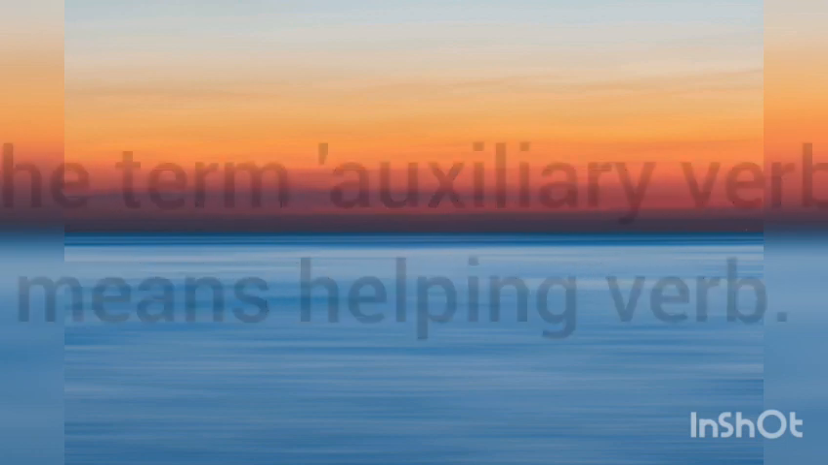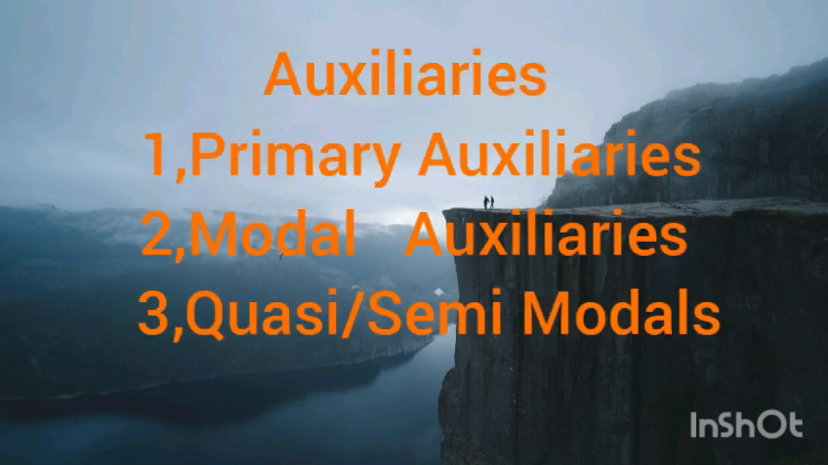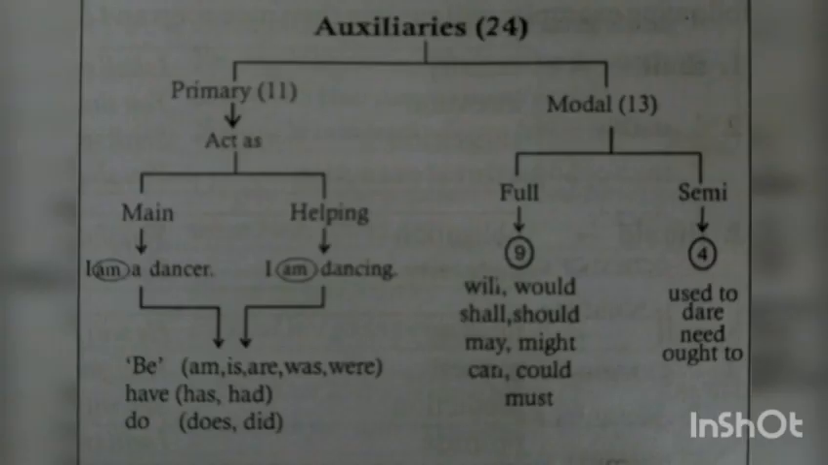So in auxiliary verbs there are 24 auxiliaries. They are divided into three: primary auxiliaries, modal auxiliaries and semi-modal auxiliaries, or we can call the semi-modal auxiliaries quasi-modals also. What are there in the primary auxiliaries? There are 11 in the primary auxiliaries. What are they? Am, is, are, was, were, have, has, had, do, does, did.